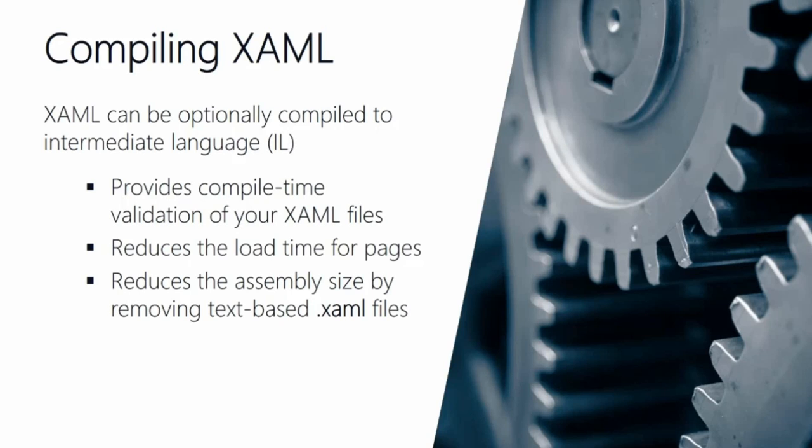So the idea is to take the XAML files at compile time, generate C# code statements that represent the XAML, and then include that in the assembly instead. And this provides a few benefits. Like I said, this will help reduce the load time of pages. This will also reduce the size of the overall assembly because text files are a little bit bigger than just having some C# code. And this will even help us provide some more validation with our XAML because it's going to be validated now at compile time.